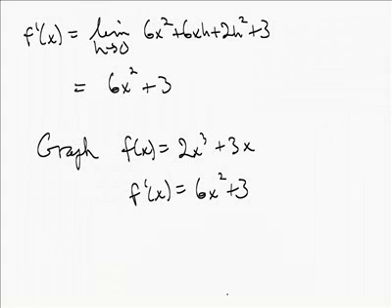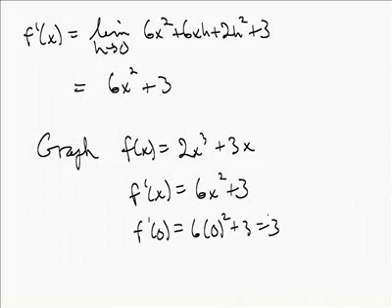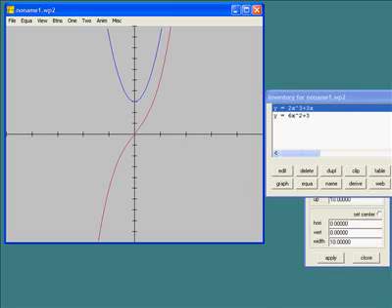Let's check that. Look at our function here. F prime of x is 6x squared plus 3. If we take f prime of 0, we get 6 times 0 squared plus 3, which is equal to 3. So the y value, if we draw y equals f prime of x, when x is equal to 0 is 3. And that shows on our graph here. And so that is the least steep that our graph gets.